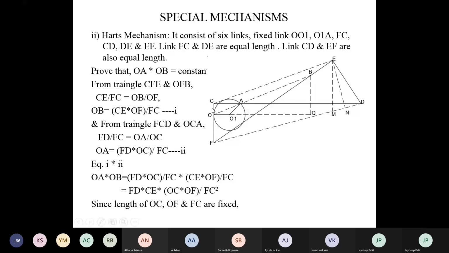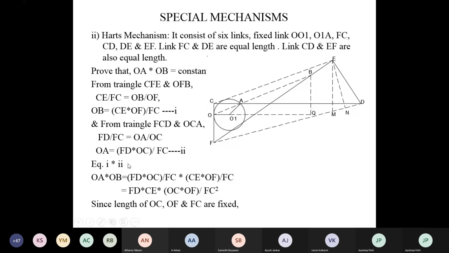First of all, you have to consider triangles CFE and OFB, and you have to write down the ratio in the form of OB. Means OB upon OF is equal to CE upon CF, and you will get the first equation in terms of OB. Now you have to consider the second triangles FCD and OCA. From these triangles you have to make a ratio in the form of OA. Means you will get OA upon OC is equal to FD upon FC. Then you will get equation number 2 in the form of OA.